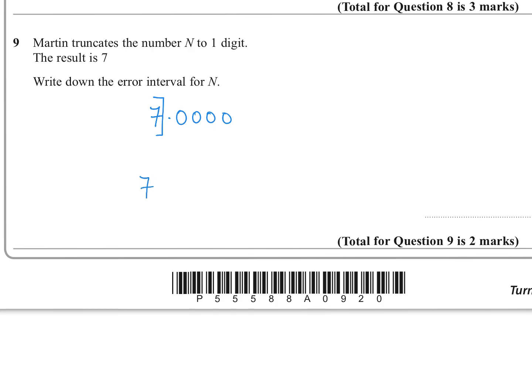Could it have been 8? Well, no. It could have been 7.99999 and so on, which rounded would make 8. But if it just had a million nines after the decimal point and you truncated it to one digit, then you would get 7, but the answer could have been right up to but not including 8, which you could write like this. But we've already said the answer could have been 7. So my interval would be as given. So just be careful not to mix up truncation with rounding.